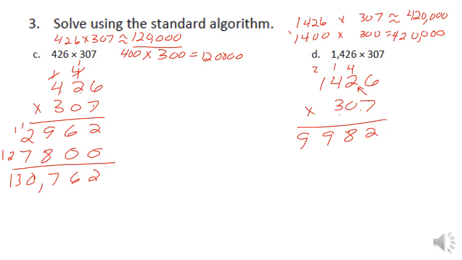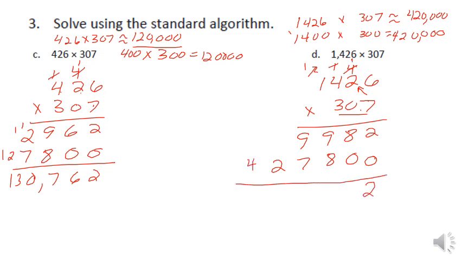Now we're doing 300 here, so we're going to put 2 placeholders. 3, and let me go ahead and line these out before I get started. 3 times 6 is 18. We carry our 1. 3 times 2 is 6, and 1 is 7. 3 times 4 is 12. Carry our 1. 3 times 1 is 3, and 1 is 4.